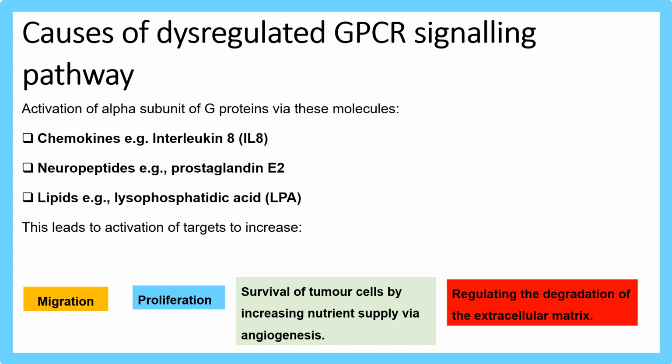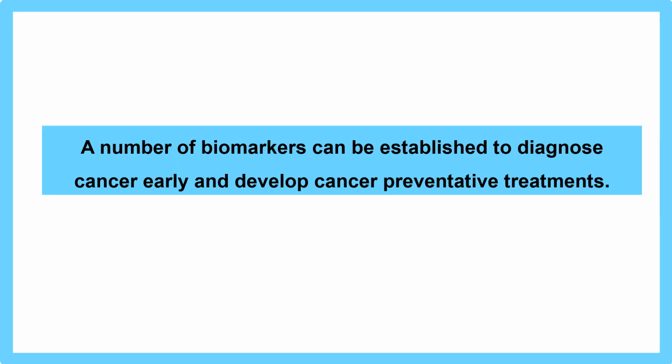So all of these factors, when there's an activation of the alpha subunits of G proteins via these molecules, it leads to the activation of these targets, and this is what increases migration and proliferation of these tumor cells, and also provides more nutrients via angiogenesis, and it also degrades the extracellular matrix. And there are a number of biomarkers that can be established to diagnose cancer early and help develop cancer preventative treatments.